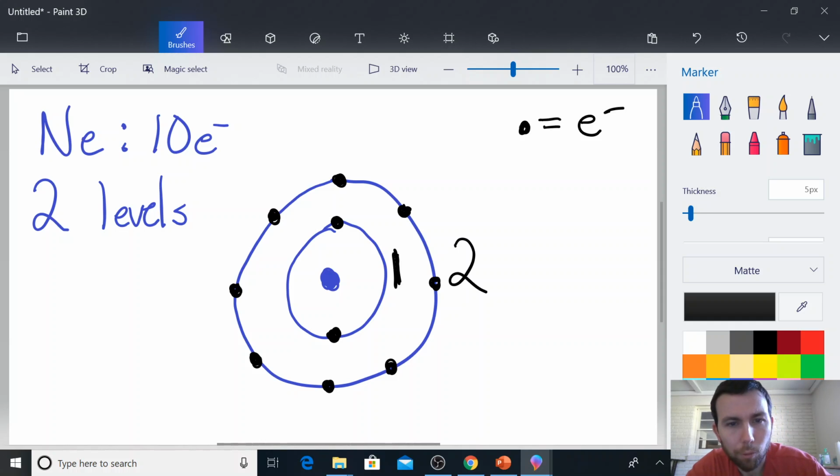Now we count those out. We've got 1, 2 on the first energy level, and then 1, 2, 3, 4, 5, 6, 7, 8 on the second energy level. That gives us a total of 10 electrons. This would be our Bohr model. So this is our Bohr model for a neon atom. Pretty cool, huh?